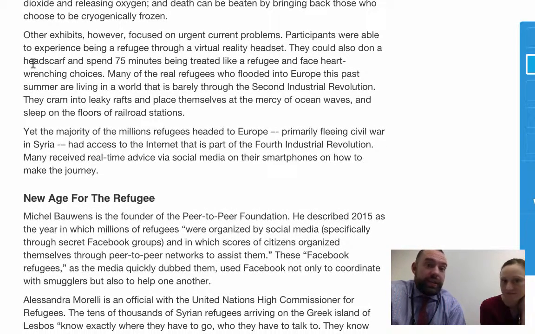Other exhibits, however, focused on urgent current problems. Participants were able to experience being a refugee through a virtual reality headset. They could also don a headscarf and spend 75 minutes being treated like a refugee and face heart-wrenching choices. Oh, I see the connection between the refugees now.